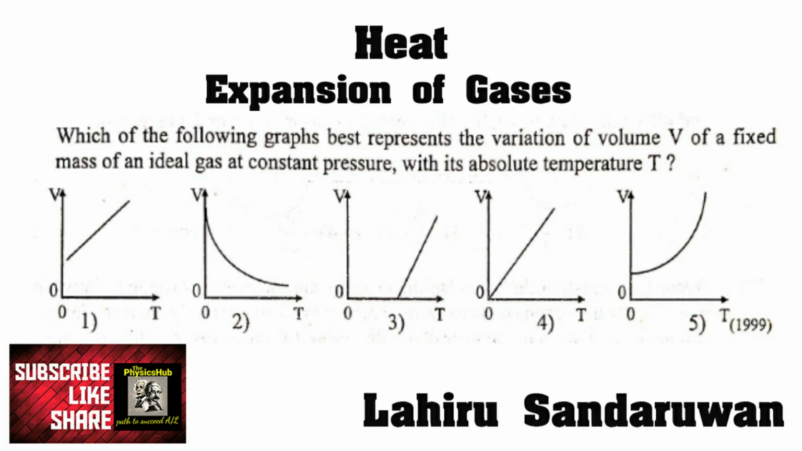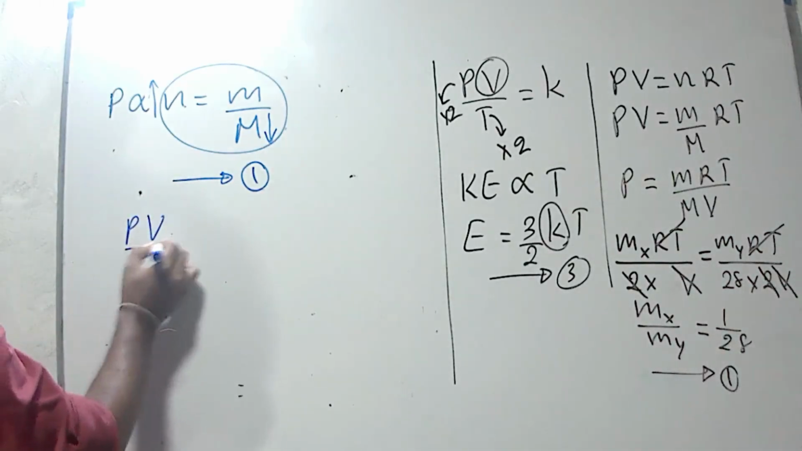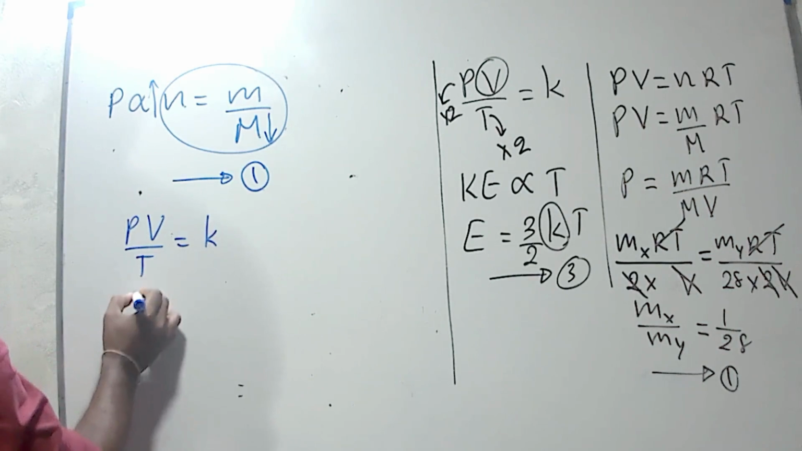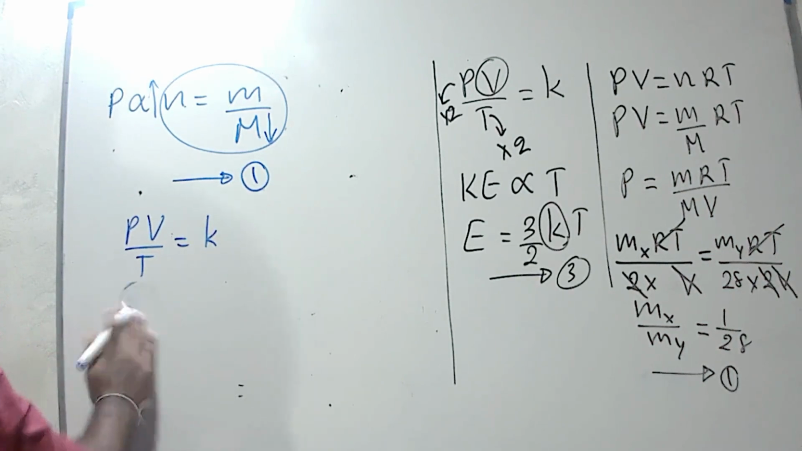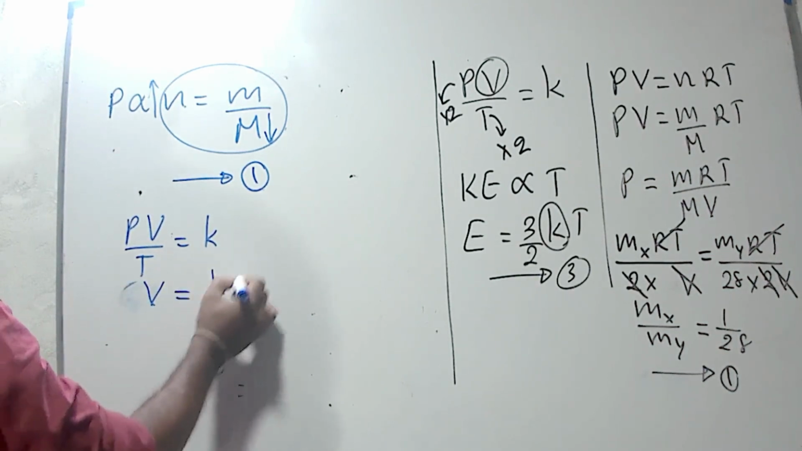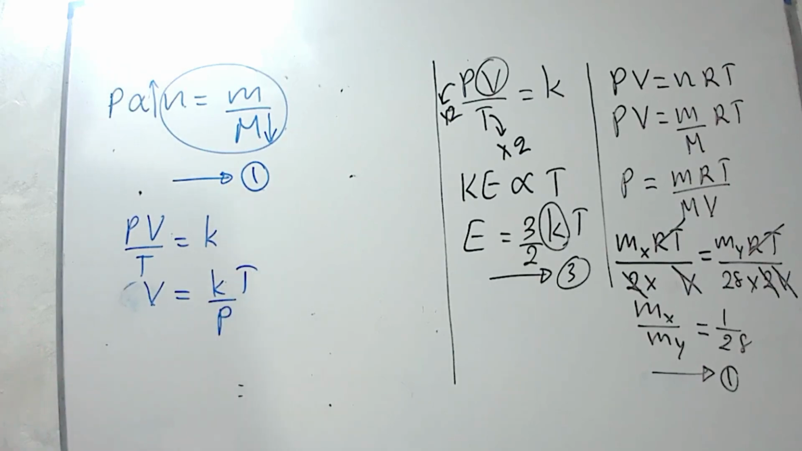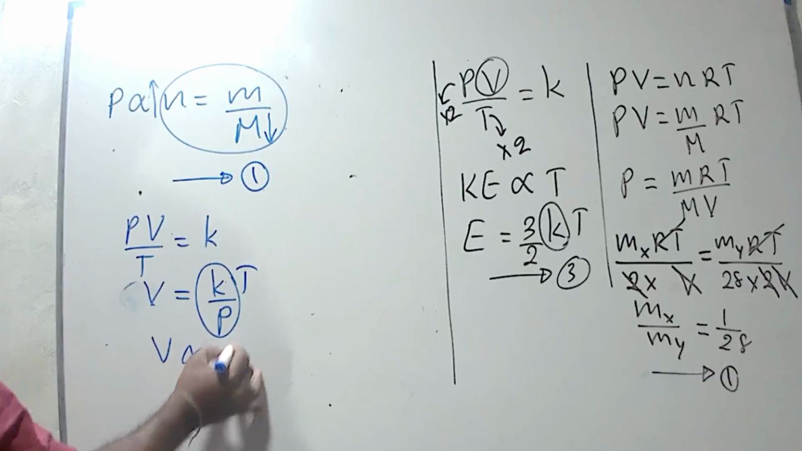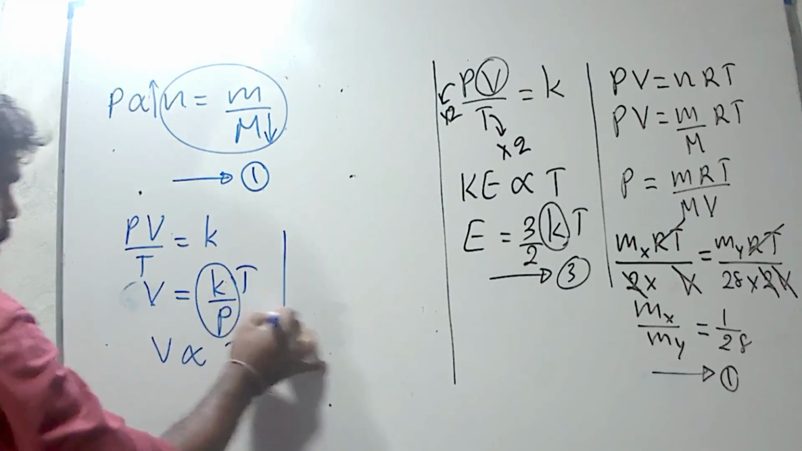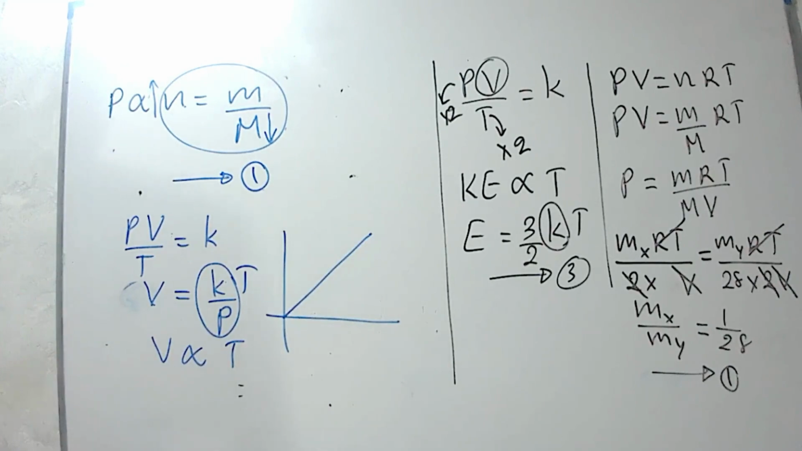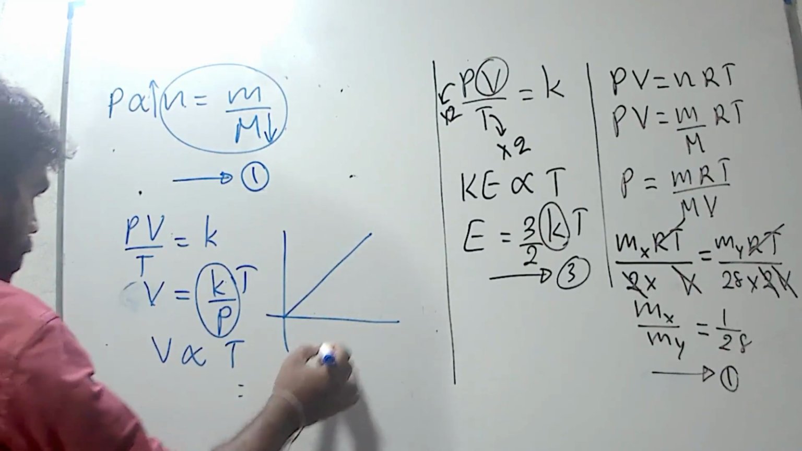Which of the following graphs best represents the variation of volume V of a fixed mass of an ideal gas at constant pressure with its absolute temperature? PV divided by T is constant. Then we can write volume V equals kT divided by pressure. Now there is a constant pressure, so these two values are constant. Then volume is directly proportional to absolute temperature. Then we can obtain a graph like this. The answer should be 4.